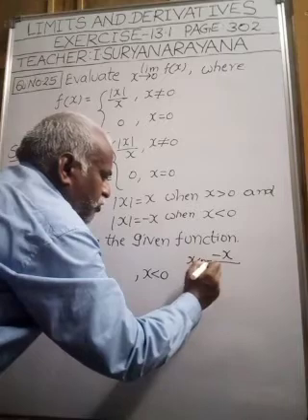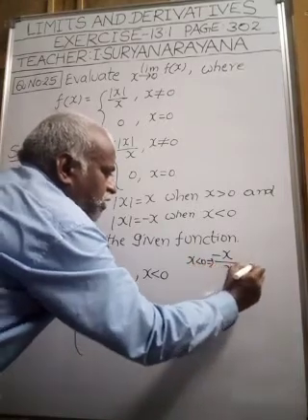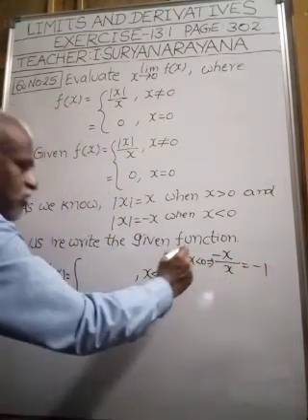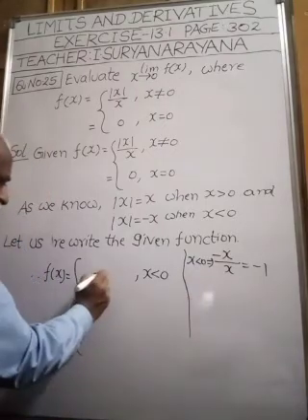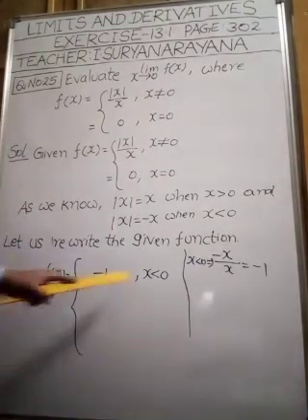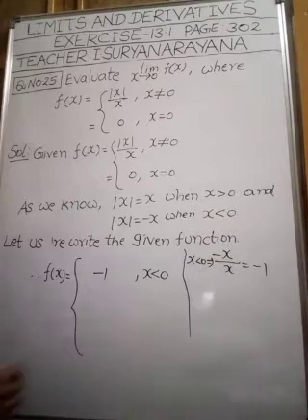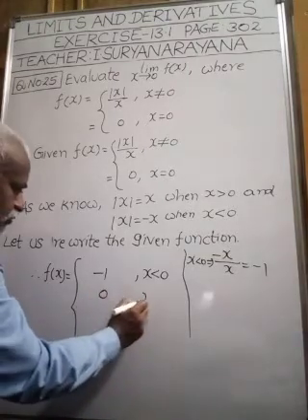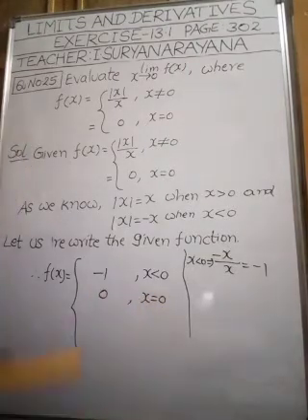For x less than 0, it is minus x by x. What will you get? Minus 1. Okay, my children, understood this point? So f of x value is minus 1. And when x is equal to 0, f of x value is 0 only.